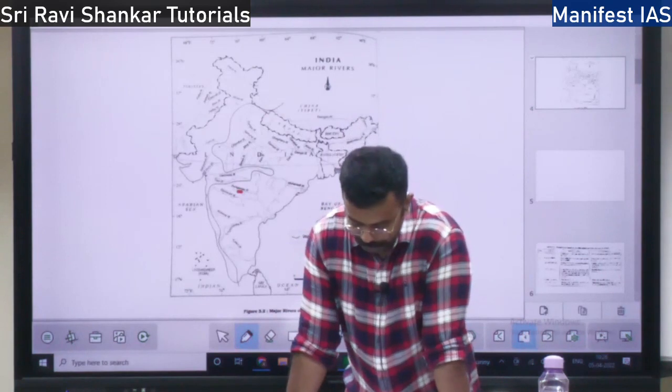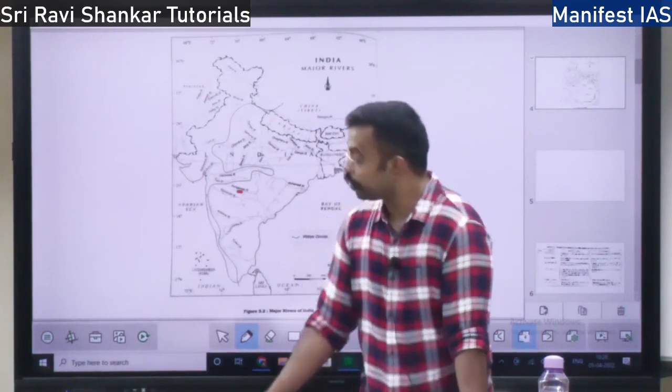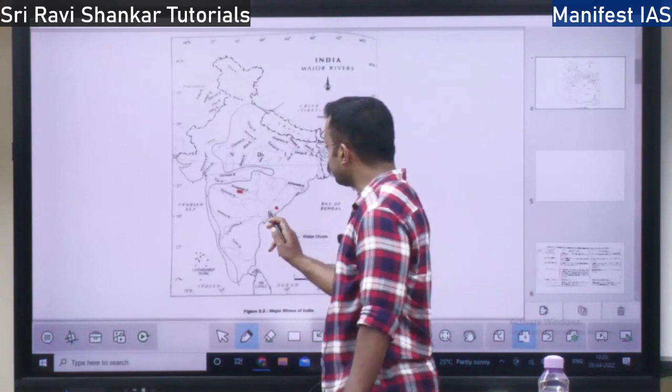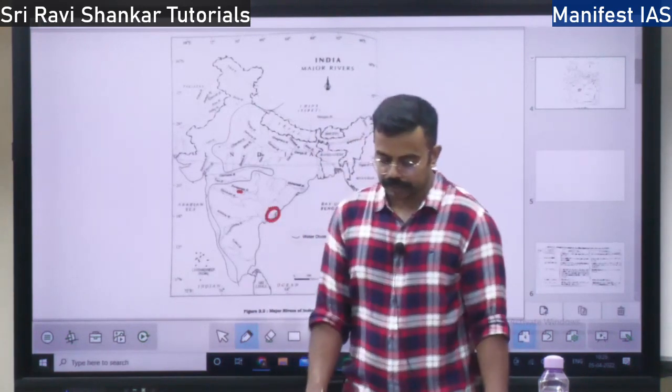River. Remember, it is the largest peninsular river. It forms a large delta. Here is the delta of Godavari. It forms a large delta, right?